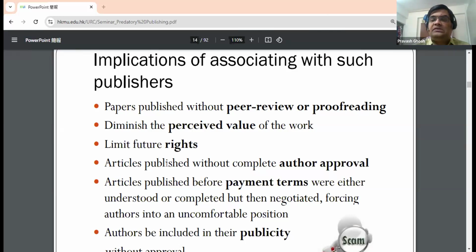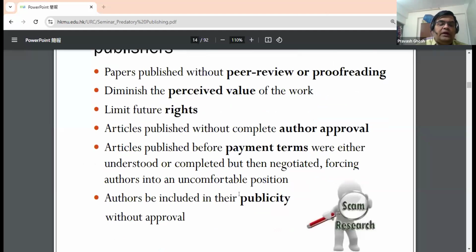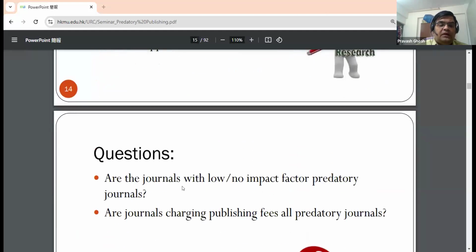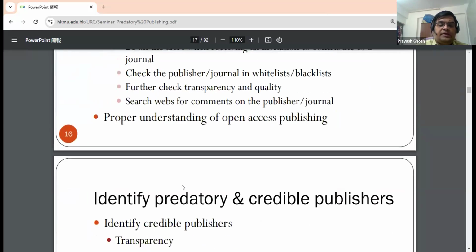A Q1 journal, I am not naming the journal, but they were asking $750. I was tempted with Q1. Everybody gets tempted with Q1, Q2, but it was a very bad journal and a very bad experience. There are so many predatory ones. I will show you their websites. Very bad websites, no editorial board, right? No DOI, or even if they give it, the DOI will not work. Authors are also included in their publicity without approval, right? So these are some of the issues.